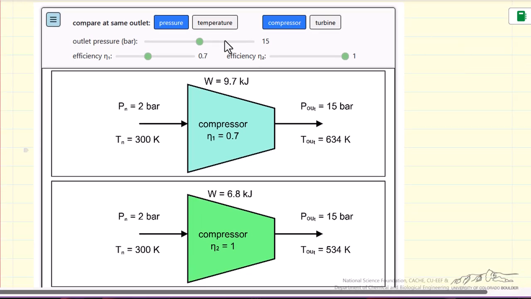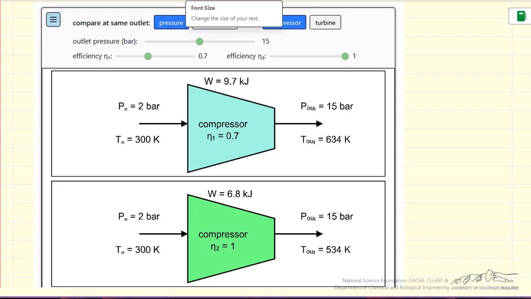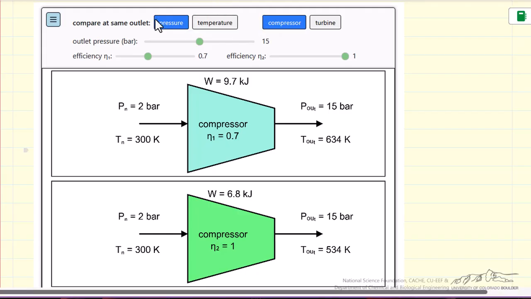So we can compare the same pressure, in this case 15 bar, for different efficiencies. In this case, the efficiency is 1, so reversible compressor, and here efficiency is 0.7. We can also compare at the same outlet temperature. Note that the more common standard way of making comparison is at the same outlet pressure. And we can pick which pressure we want to use.